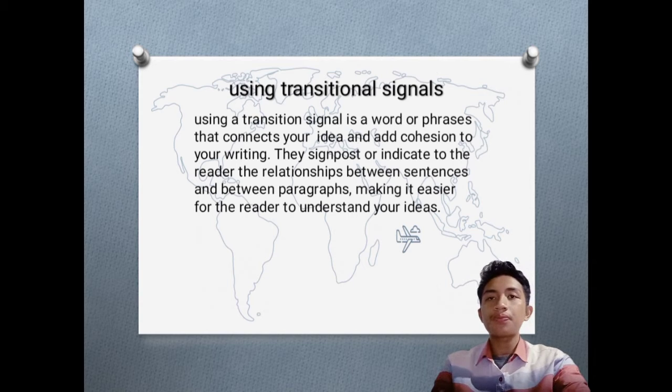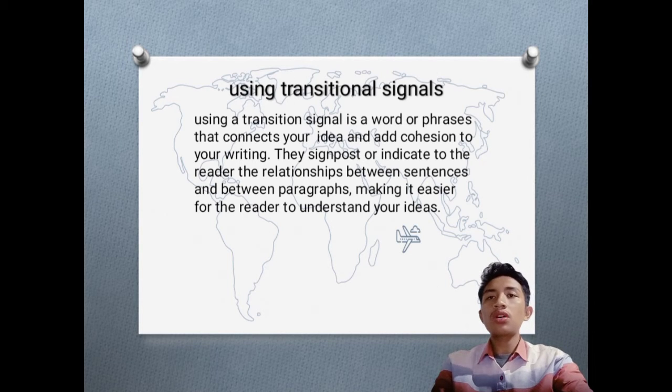Using a transition signal is a word or process that connects your ideas and adds cohesion to your reading. They signpost or indicate to the reader the relationship between sentences and between paragraphs, making it easier for the reader to understand your ideas.